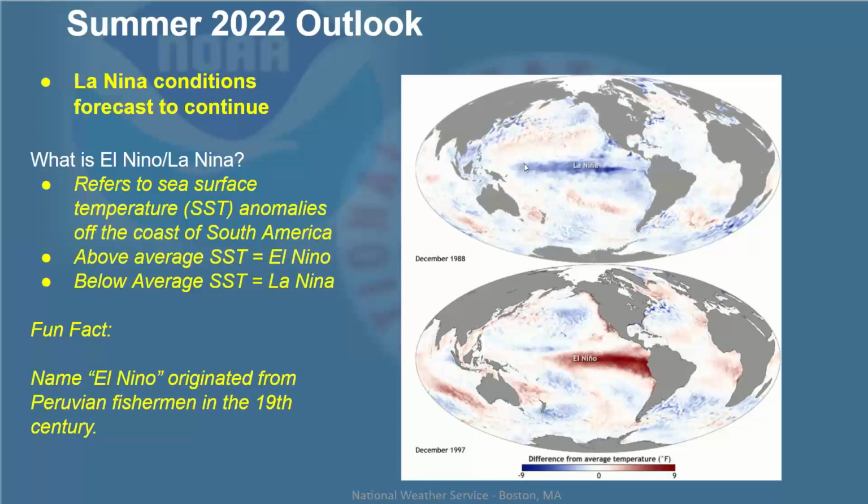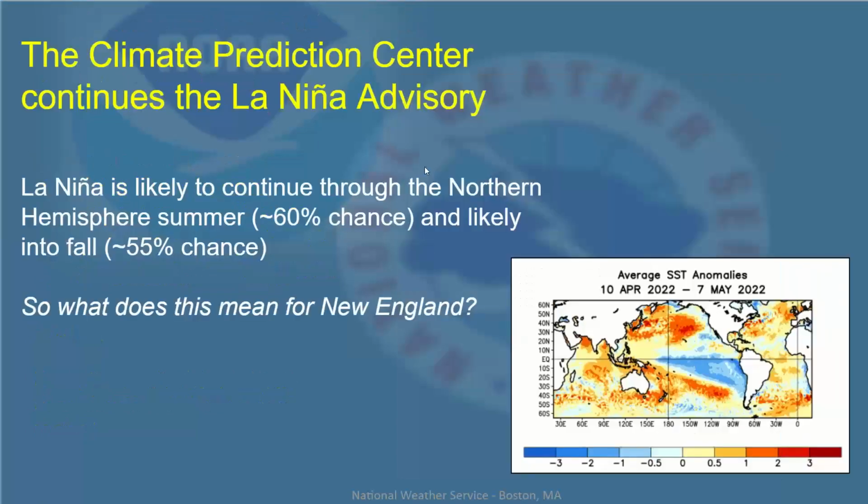So these are oceanic patterns, but they do have a connection with the atmosphere. There's an ocean to air connection that makes sense, so it also is able to drive the jet stream over large parts of the country. The Climate Prediction Center is continuing what we call a La Nina advisory. There's a 60% chance it's going to continue through the summer. So, still a chance it won't, but the odds are favoring it will, and likely into the fall as well. There's a 55% chance that we'll continue to see these cooler than average waters off the west coast of South America.